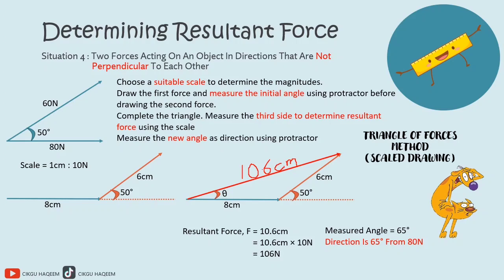Alright, and then we can measure the new angle over here using a protractor. So I get 65 degrees. So the direction is 65 degrees from the 80 Newton force. Alright, this one is situation 4. The other method to find the resultant force is to draw using compasses. By using compasses, you can draw a triangle of force for forces that are not perpendicular to each other. You can see in the textbook how to use the compasses for the next method.